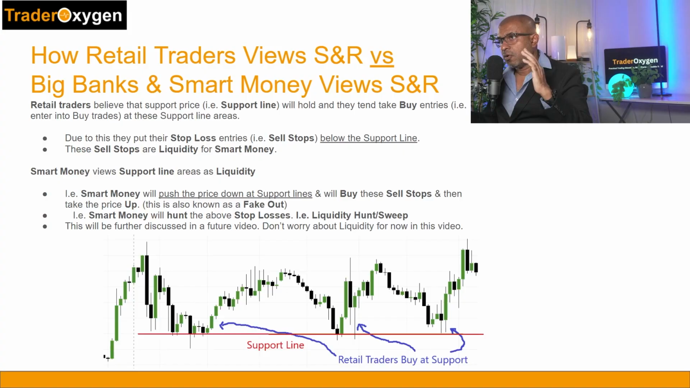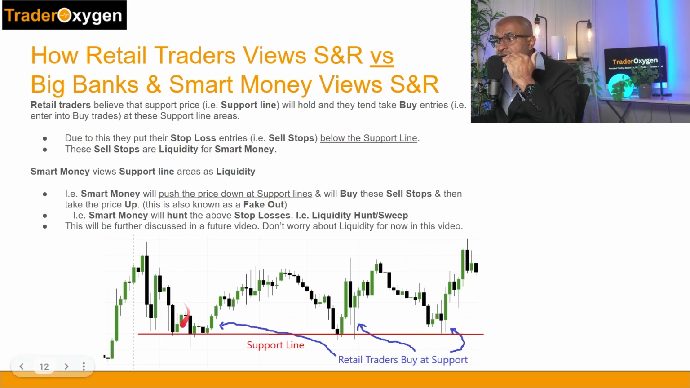Okay, so now let's look at how retail traders view support and resistance versus how big banks and smart money view support and resistance. Okay, so retail traders believe that support lines will hold. So they believe these support lines will hold and they tend to take buy entries as discussed earlier. So they are entering into buy trades at these support lines. But then when they enter into buy entries, they will put their stop losses below the support line. That is how you enter into trades. You will see it in future videos. We will show it to you.